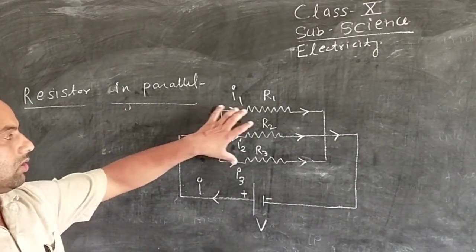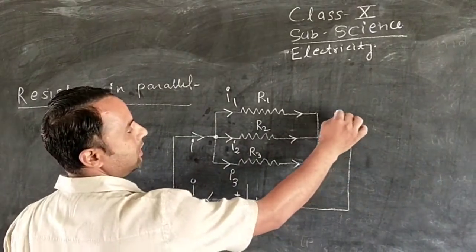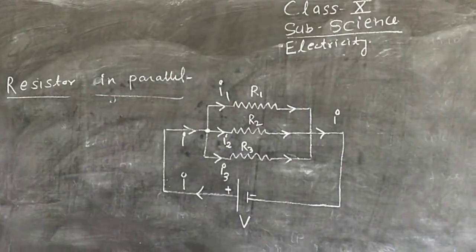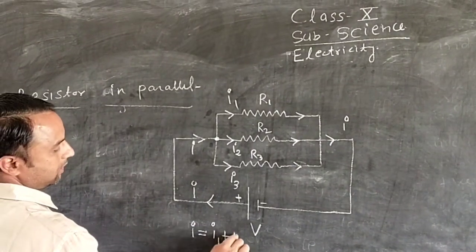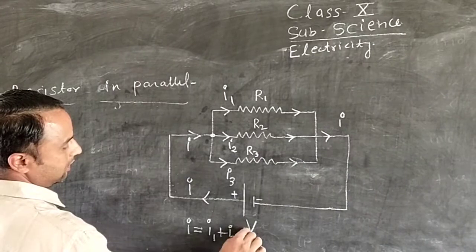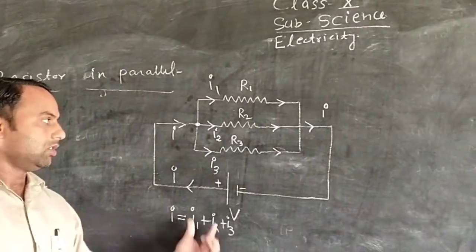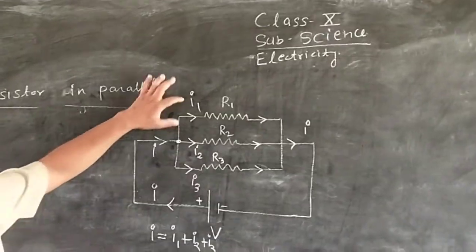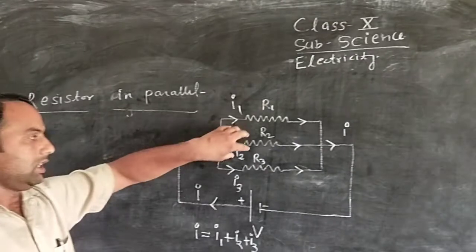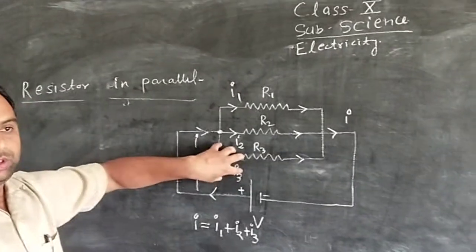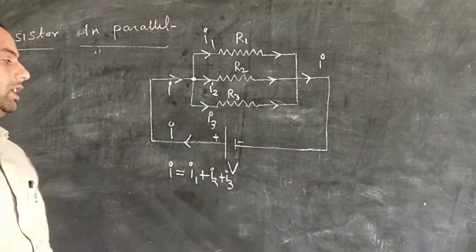Now the combination of the currents I1 plus I2 plus I3 becomes the net current I, because the junction law is followed. I is equal to I1 plus I2 plus I3. Actually this is Kirchhoff's junction law, Kirchhoff's current law. Here the current is divided into three parts: I1 is distributed here, I2 is distributed here, and I3 is distributed here. The net current becomes I1 plus I2 plus I3.